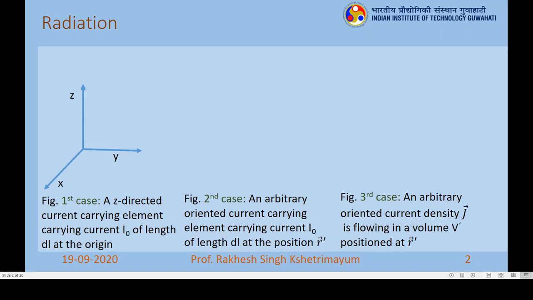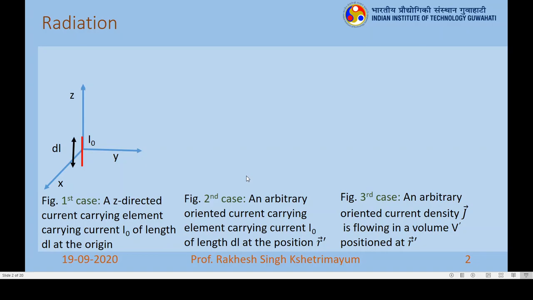So in this class we'll discuss the radiation from the current source. The first case we'll be considering is a z-directed current carrying element. It is carrying a current of I naught, and the length of this current element is very small, dl, an infinitesimally small current carrying element positioned along the z-axis. That's the usual first dipole people consider for the radiation analysis.